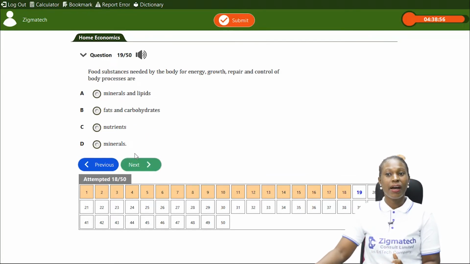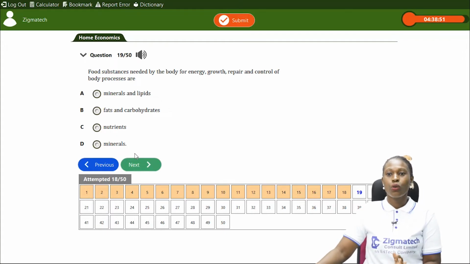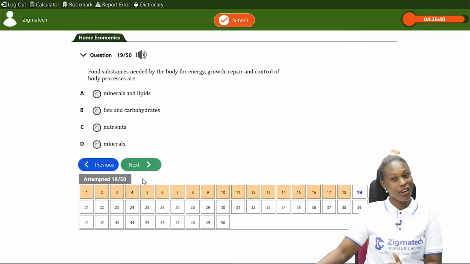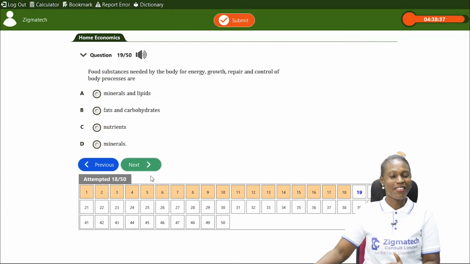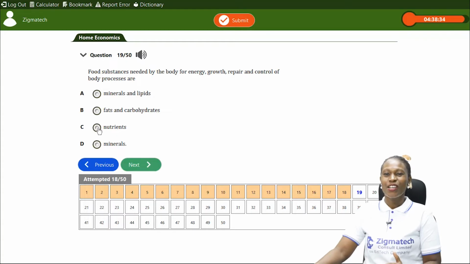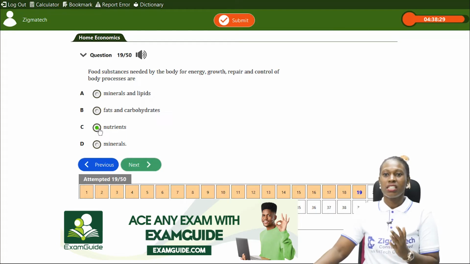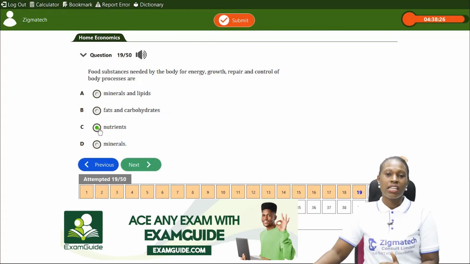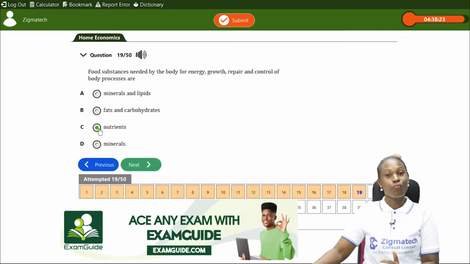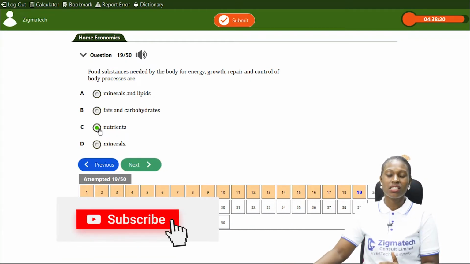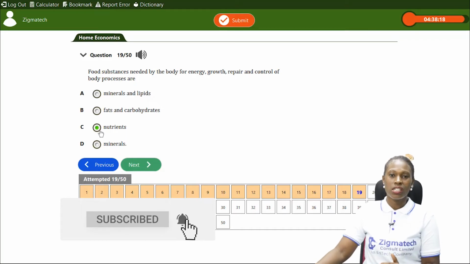Food substances needed by the body for energy, growth, repair, and control of body processes are, you should know this one now, isn't it? Okay, A, minerals and lipids, fats and carbohydrates, nutrients, minerals. I see you smiling, of course you know that this is nutrients, yes. So nutrients are chemical substances found in food. So yes, they aid in growth, energy, repair, and the control of body processes. So nutrients is the best option or answer for this question.